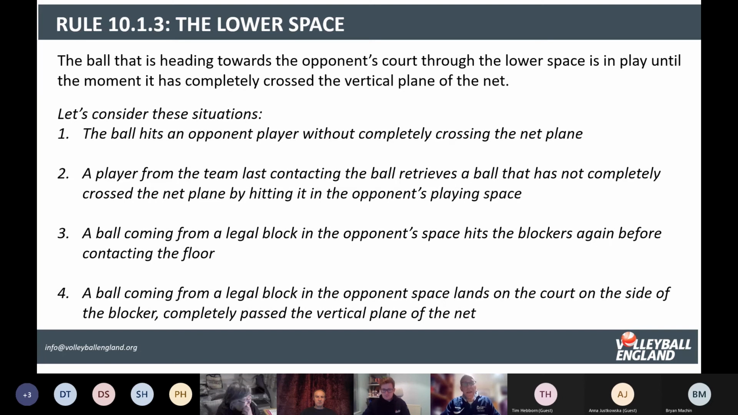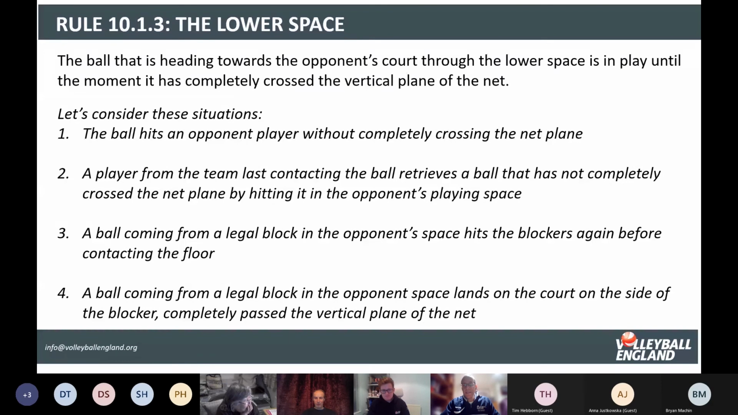Okay, so the next one: the player from the team last contacting the ball retrieves a ball that has not completely crossed the net plane by hitting the ball in the opponent's playing space. So this is underneath the net. If you'd like to share your thoughts, you're more than welcome to either put your hand up, or you can also drop a comment in the chat. Ludo, would you like to share your thoughts?